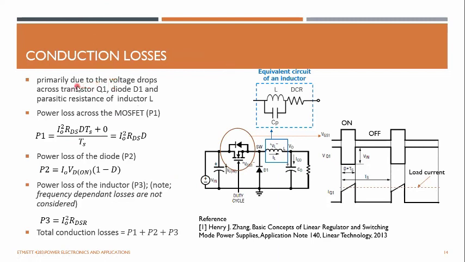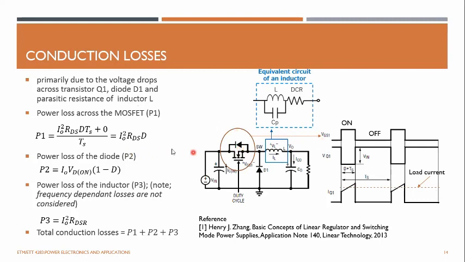So let's have a look at what the conduction losses are. They are primarily due to the voltage drop across the transistor Q1 and diode D1, and the parasitic resistance of the inductor. Let's move back to the power MOSFET. This is the P1 transistor. Even though we have assumed it as an ideal switch, it has an internal resistance, RDS on, typically in the range of 10 milliohms to 100 milliohms.